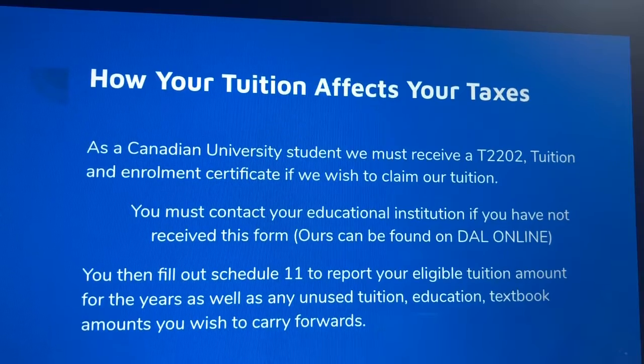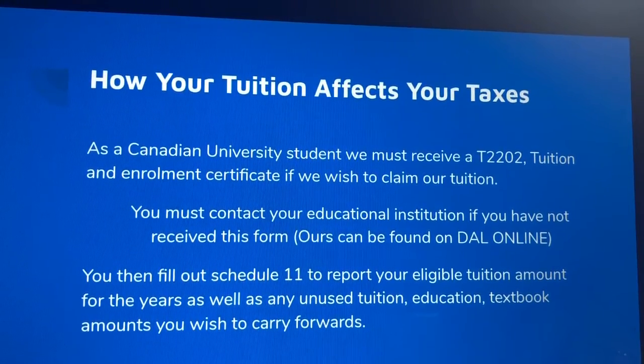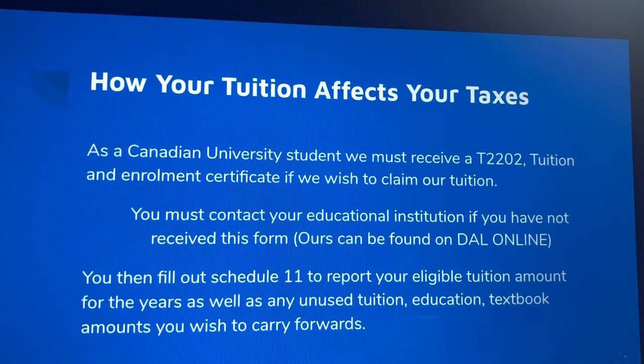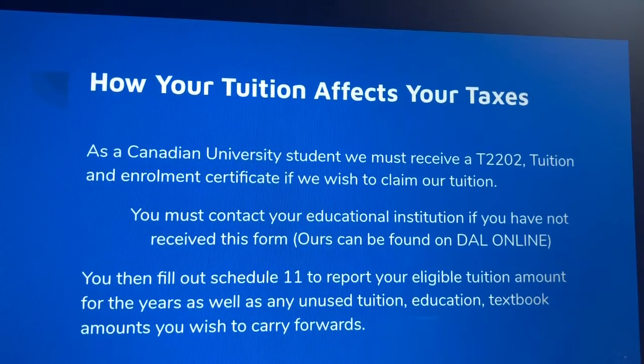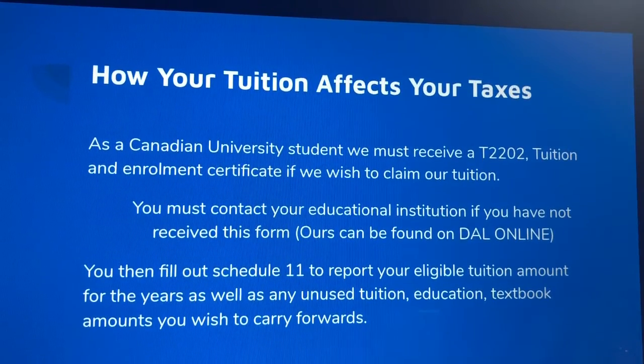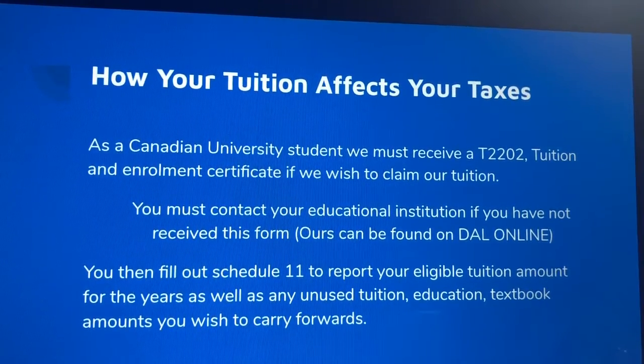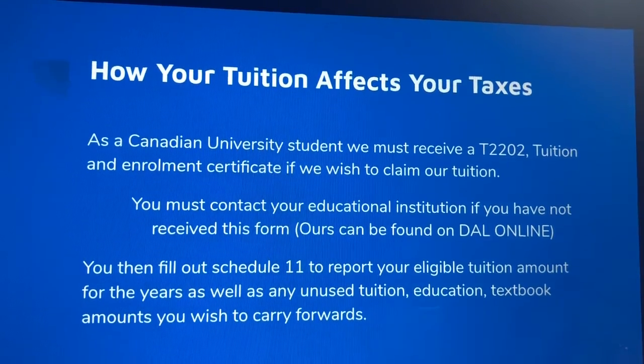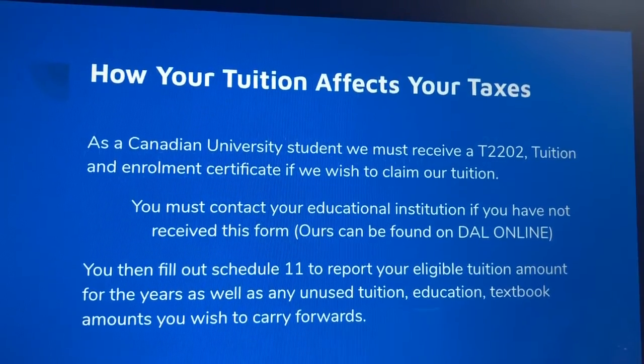How your tuition affects your taxes. As a Canadian university student, we must receive a T2202 tuition and enrollment certificate if we wish to claim our tuition. You must contact your educational institution if you have not received this form. Ours can be found on Dal Online. You fill out Schedule 11 to report your eligible tuition amount for the year, as well as any unused tuition, education, or textbook amounts you wish to carry forward.